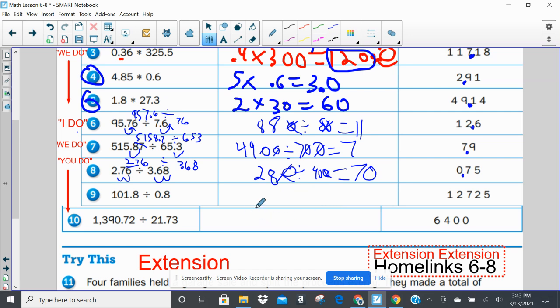All right, so what about number 9 here? Let's take 101. I'm going to make that 102 divided by 0.8, which is close to 1. So what's 102 divided by 1? Well, that equals 102. So where would my decimal go? Right between the 7 and the 2.